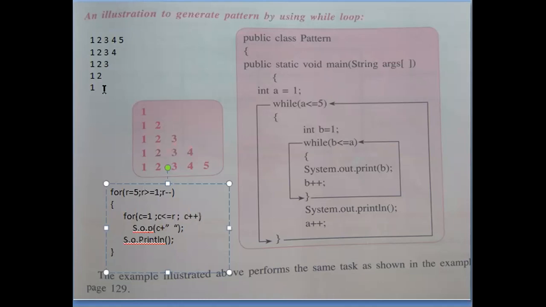So now if you print, the first time R is 5. 5 is greater than 1, satisfied. C starts from 1 and goes up to R, which means the loop repeats 5 times, and 1, 2, 3, 4, 5 is printed. When C becomes 6, it goes to a new line. R minus minus, R becomes 4. Once again it starts from 1 and goes up to 4, so 1, 2, 3, 4. Like that the pattern repeats. Because the base is decreasing, the outer loop should decrease.